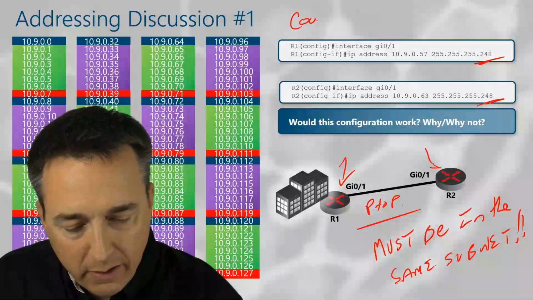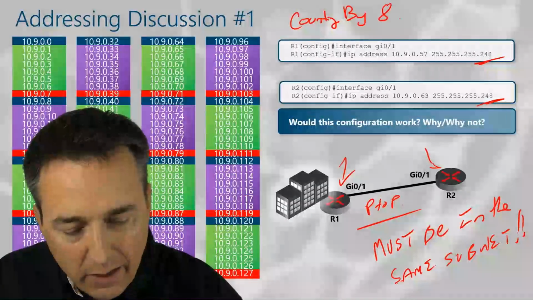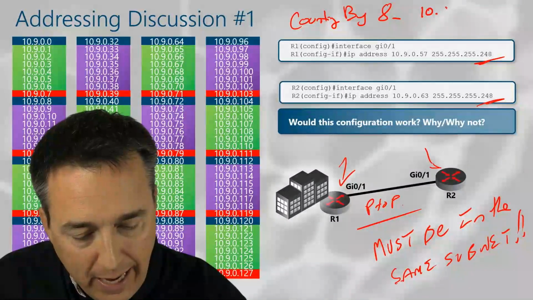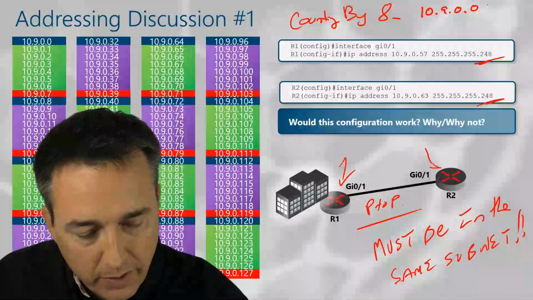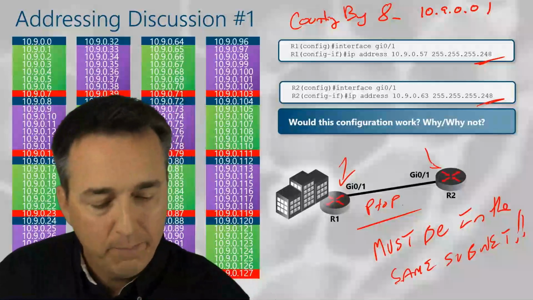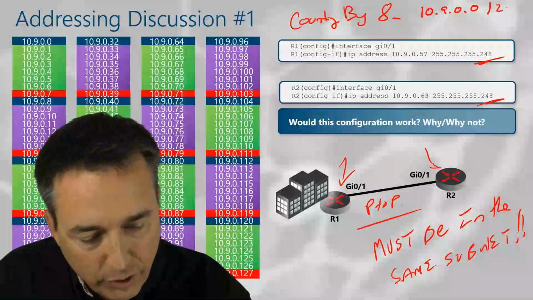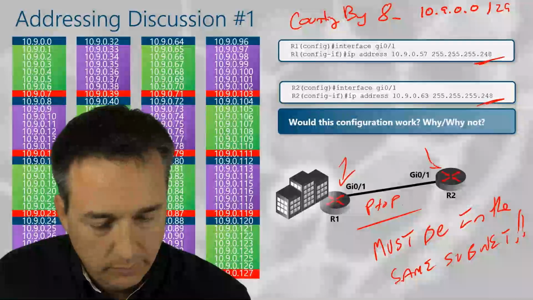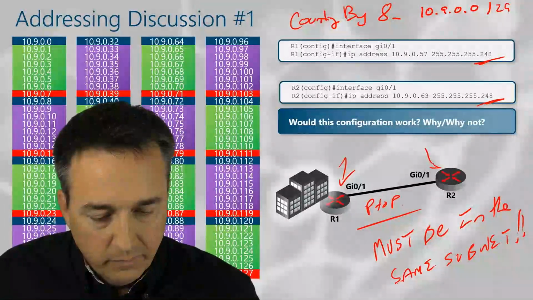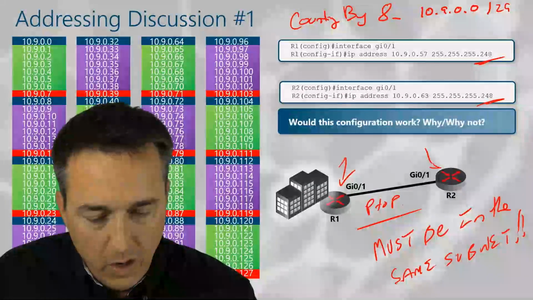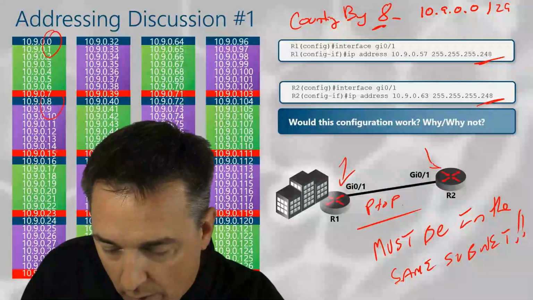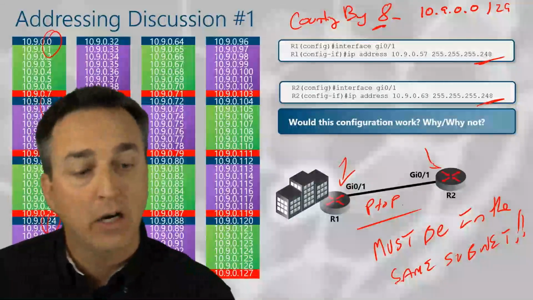So, knowing that a 248 is what? We said counting by 8. You know that the first network ID would be 10.9.0.0, and a /28, or sorry, 255.255.255.248 would be what? It would be a /29. So if we're counting by 8 in the fourth octet, 0, 8, 16, 24, you can now start counting if you want to.